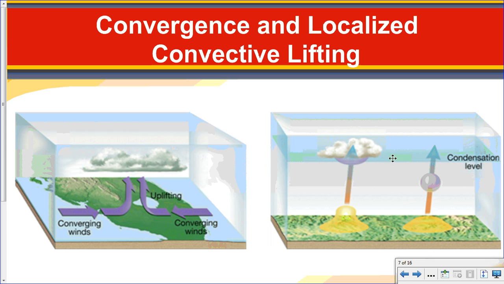This is our localized convective lifting. In one area, the surface of the planet just gets heated up more than the areas around it, and it causes the air to rise. And that's why we get dust devils here, because one area started to heat up a little bit more, the air started to rise, it started to spin, picks up dust, and we get a dust devil.